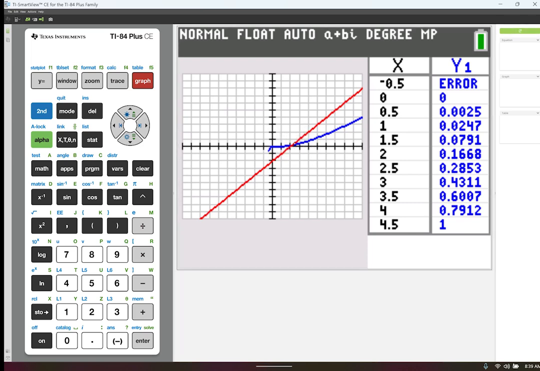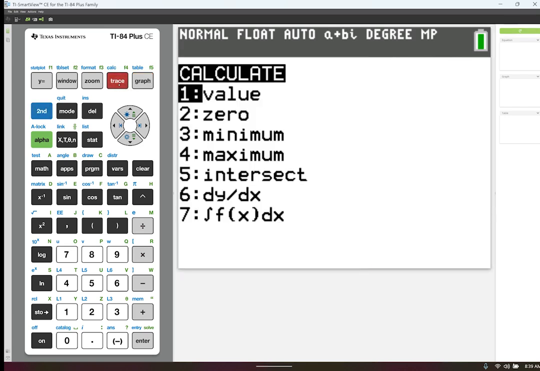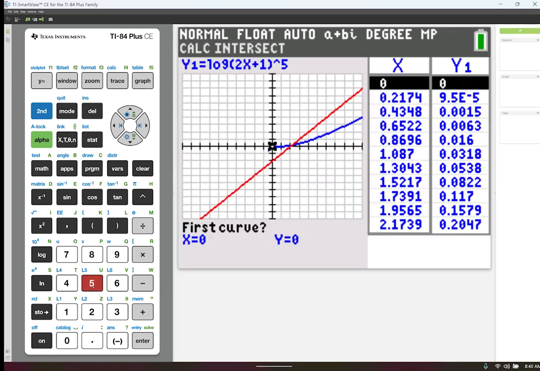So we're going to use the intersect feature. So if you go second and trace, that's the calculate menu, and we're going to calculate the intersect. So you're going to choose 5. So it's going to ask you first, like, which one is your first curve? Well, that's the blue one. So if you look up here, it's in blue. It's showing you that this is the first one.